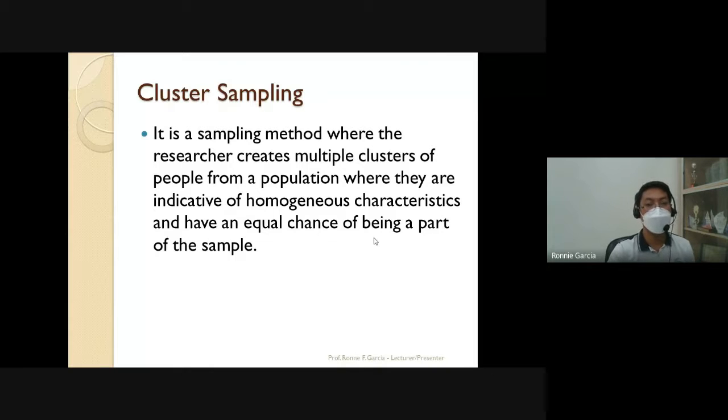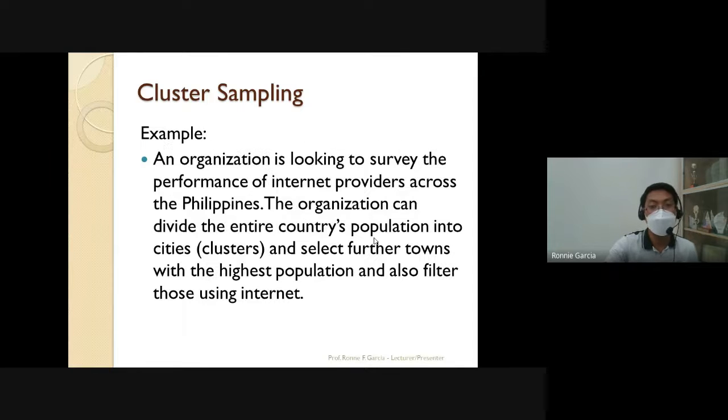Cluster sampling, on the other hand, is a sampling method where the researcher creates multiple clusters of people from a population where they are indicative of homogeneous characteristics and have an equal chance of being part of the sample. It is similar to stratified sampling, but cluster sampling has a larger, wider coverage. The earlier stratified example, by age level, was perhaps in one community, and then the schools like SMC, UM, USEP. That is small, in a locality. But when you talk about cluster, it is bigger. By cluster, within one place there can be subgroups.